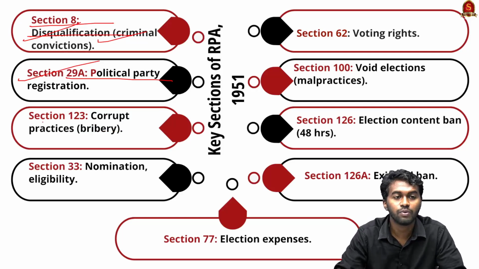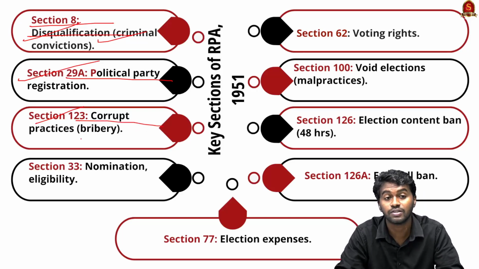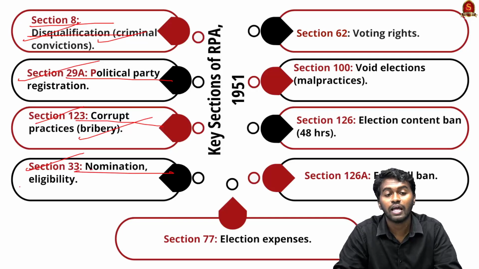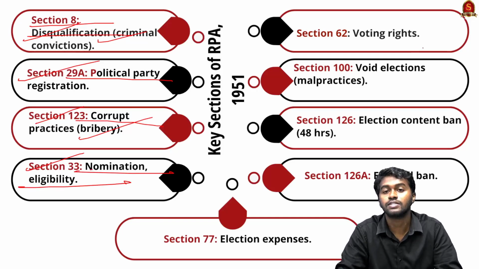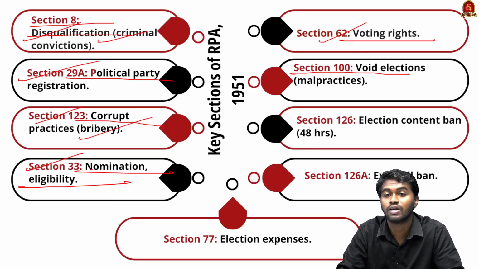And next we have Section 123 of the Act, which lists corruption or malpractices, which includes bribery also. And the next is Section 33, which talks about the nomination and the eligibility of candidates. And the next is Section 62, which talks about the voting rights of individuals in India and also promotes voters' participation.